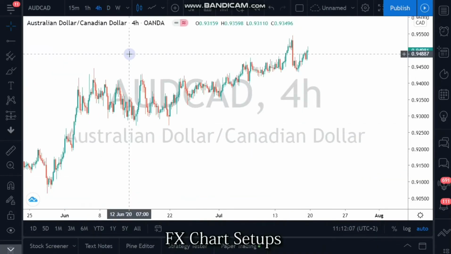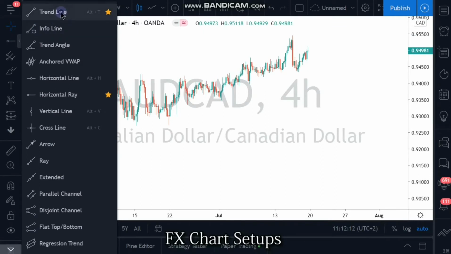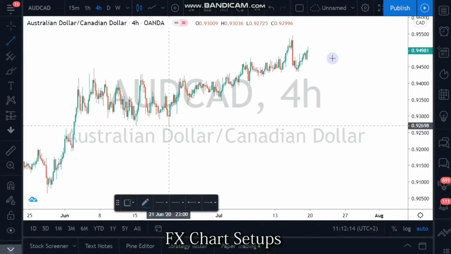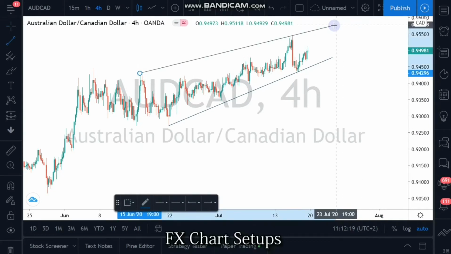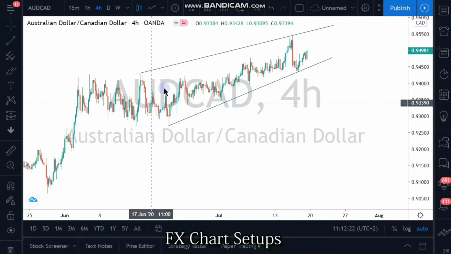The next pair that we're going to have a look at is AUDCAD, Aussie CAD. So going straight into the analysis, we're going to begin by drawing in our support trend line, followed by our resistance trend line, and we can clearly see that we are within some type of ascending type pattern.